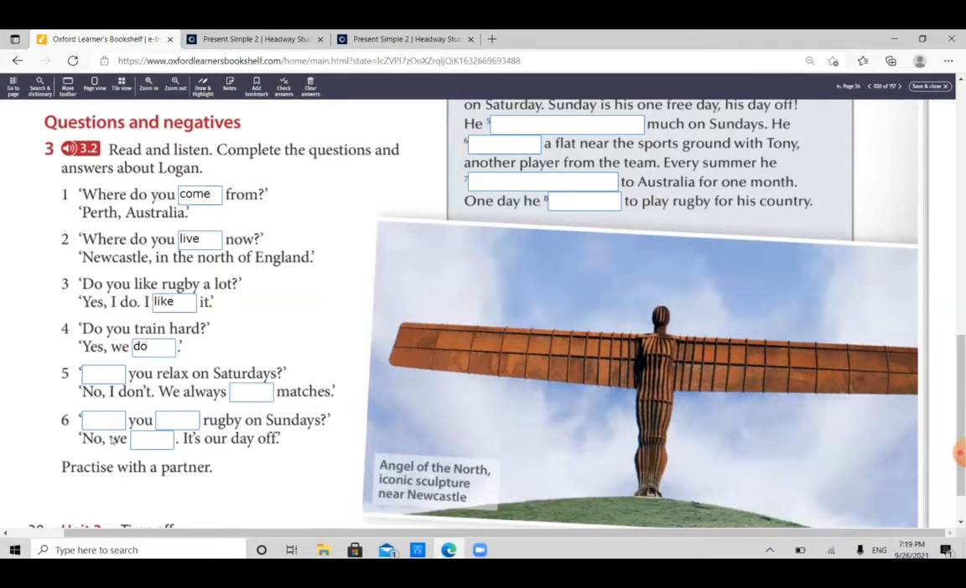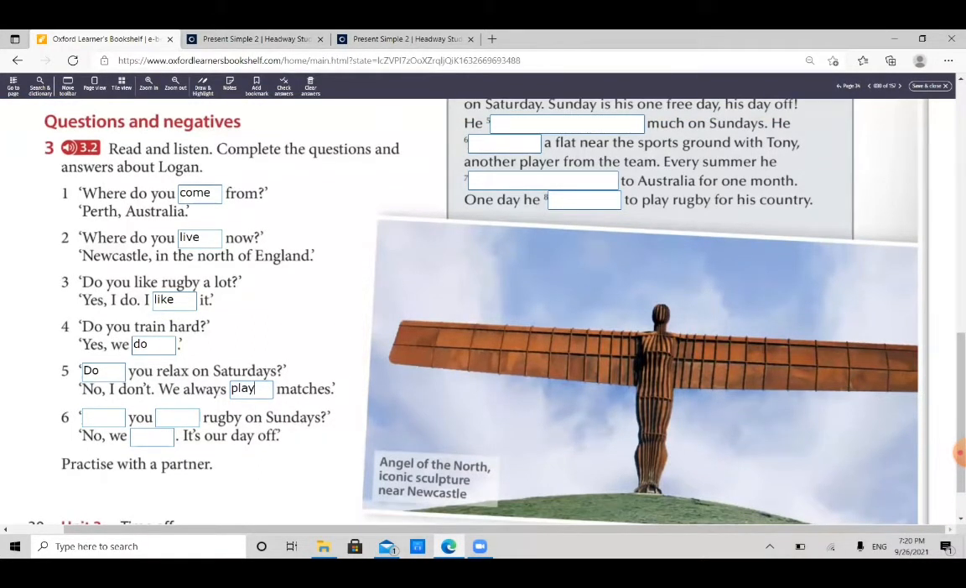Okay, everyone. Do you relax on Saturday? No, I don't. We always do matches. Yes, we always do matches. Not do, but we need a better verb. Yes, play. So with matches, we use play matches. Thank you very much.